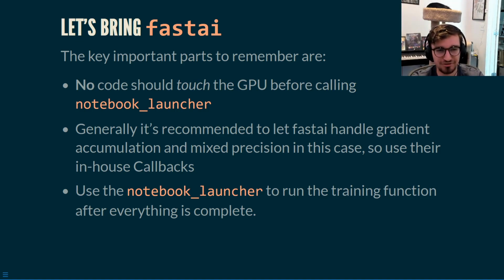No code should touch the GPU before calling Notebook Launcher. The reason for this is how we're able to pull off this magic is essentially we spawn the CUDA process, right? When you first run .cuda on anything, torch will tell your GPUs, hey, I'm going to use you, I'm going to allocate a little bit of memory, and then we're going to go from there. Initiate a conversation between the two. That is what we call spawning. And no code should touch the GPU to spawn before using the notebook launcher.